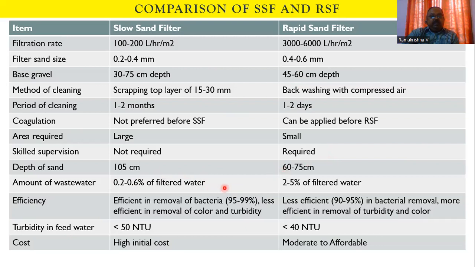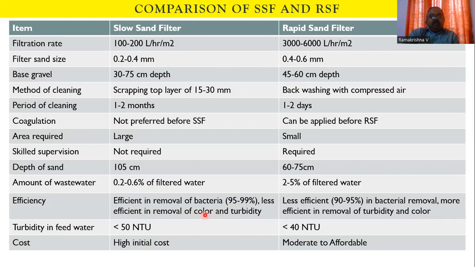And what is the wastewater or wash water? We normally go for 2 to 5% of filtered water. Here, the backwash is also done with the backwash water, but a very small amount of water is used to avoid air trapping and slight expansion of the bed. Efficiency, you can look at the bacterial removal efficiency is up to 99%.